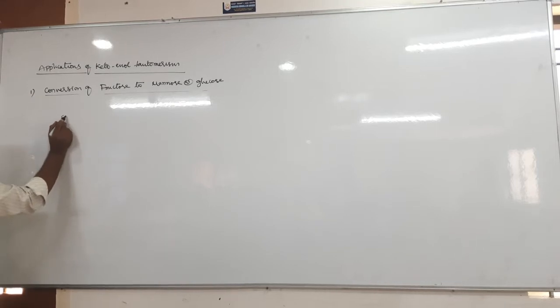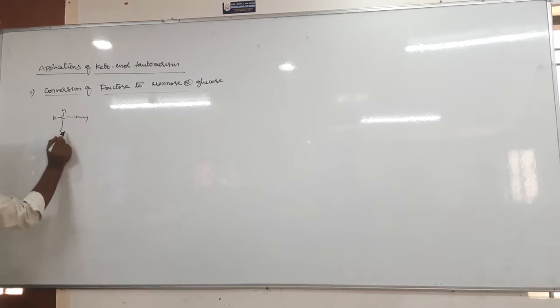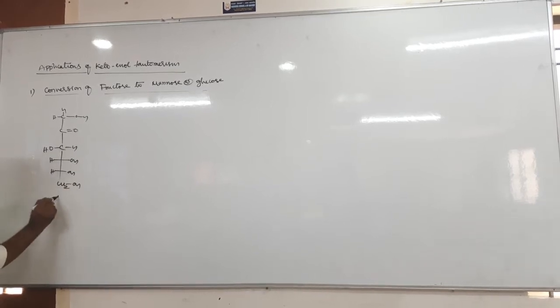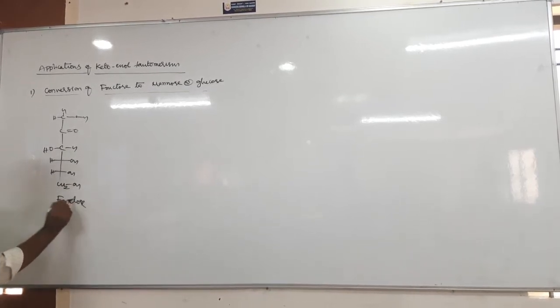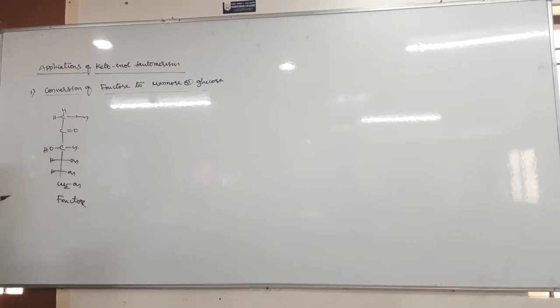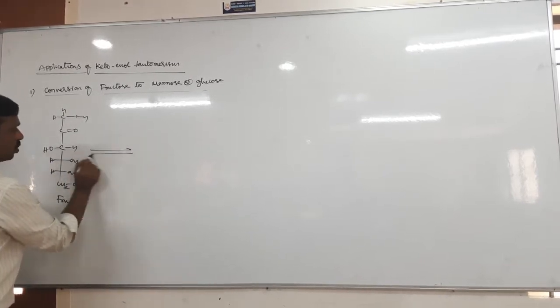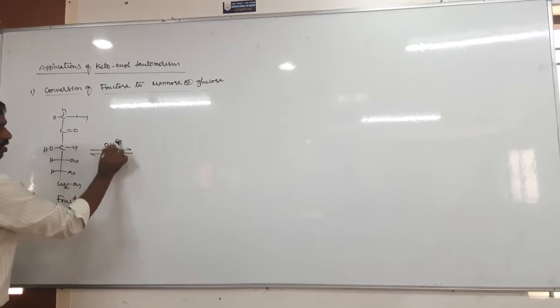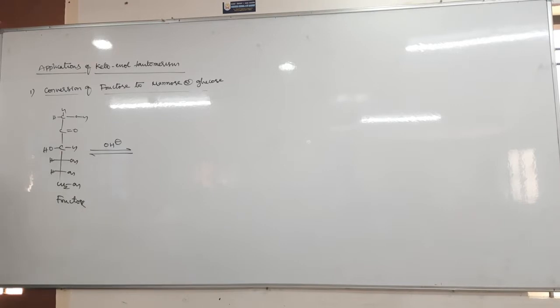Fructose contains a keto group on the second carbon, then third, fourth, fifth, sixth. This is fructose. This fructose undergoes enolization in the presence of basic medium. In yesterday's class we studied enolization, acidic medium, basic medium, right?